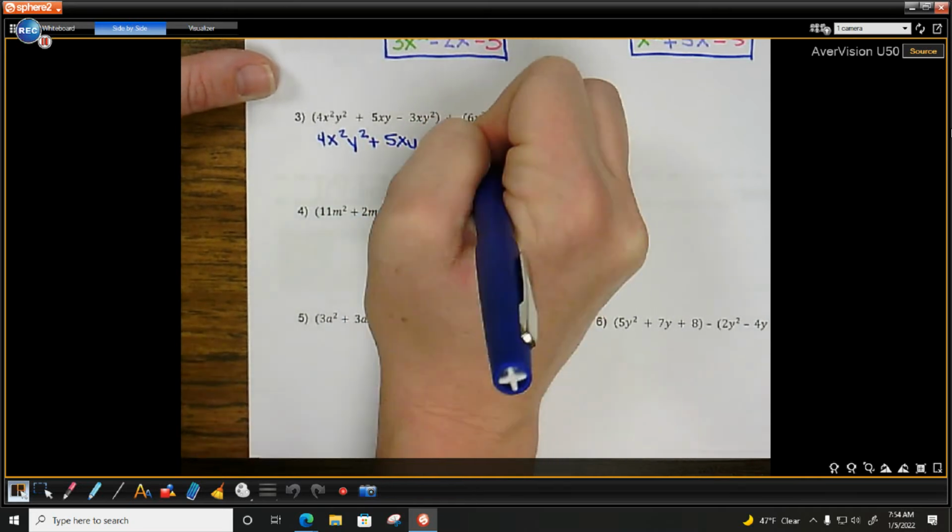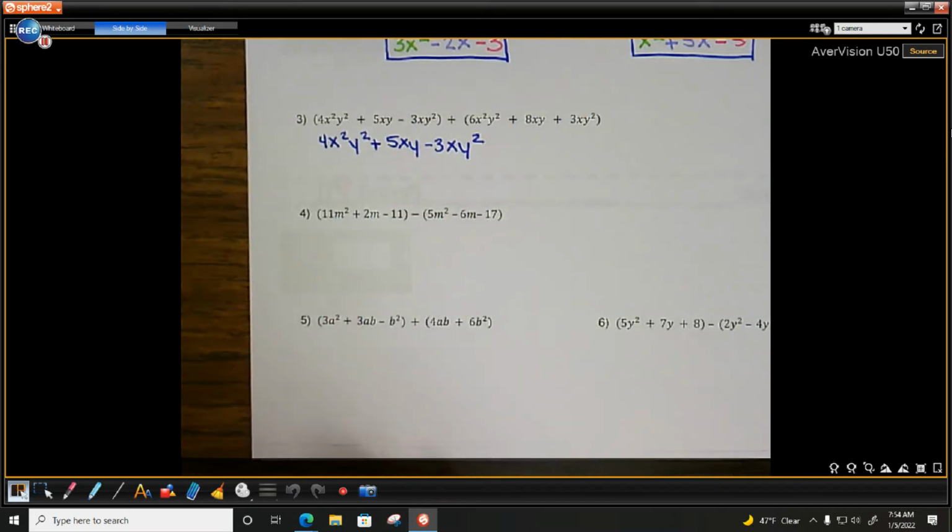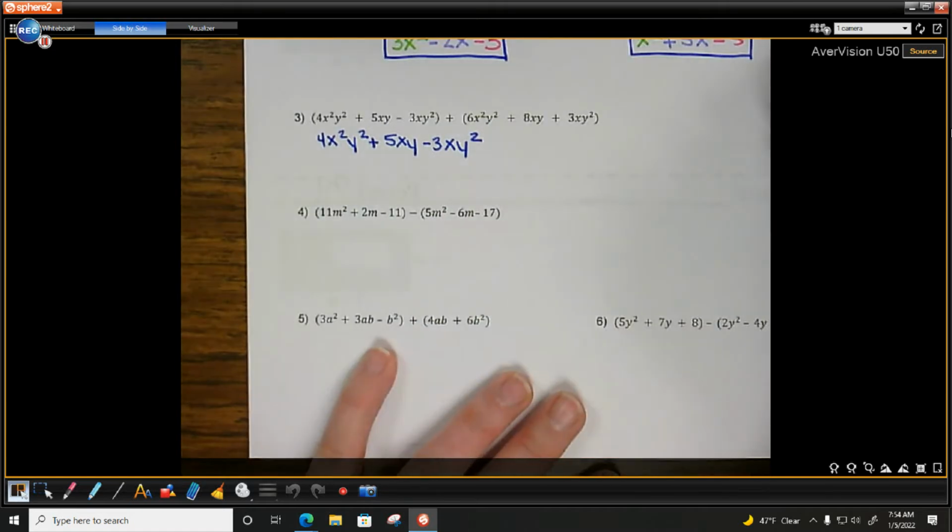So I rewrote my first parenthesis without the parentheses. Just rewrote the polynomial exactly as is, just no parentheses. Now the next parenthesis has what in front of it? A plus. Again, when you distribute a plus, does it change signs?